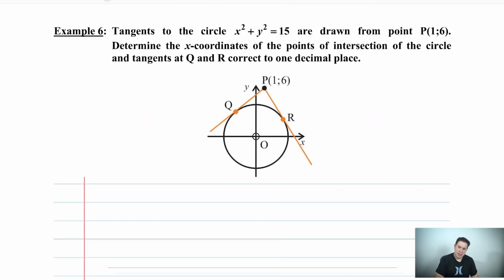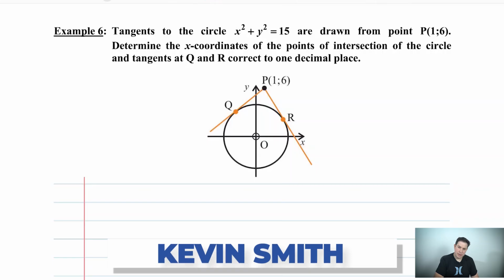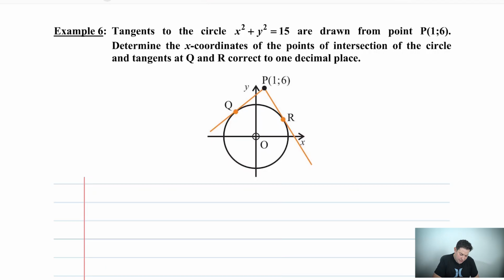In this video, we are going to be looking at example 6 on page 220 of the Maths Handbook and Study Guide for grade 12. The question reads, tangents to the circle x squared plus y squared equals 15 are drawn from the point P(1; 6). Determine the x-coordinates of the points of intersection of the circle and tangents at Q and R, correct to one decimal place.